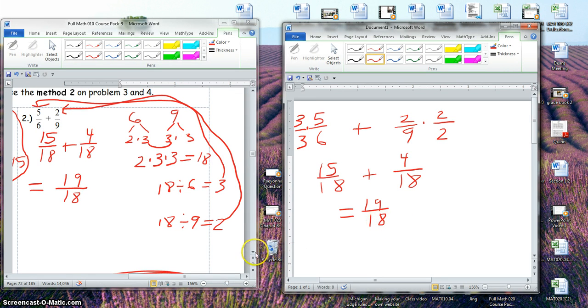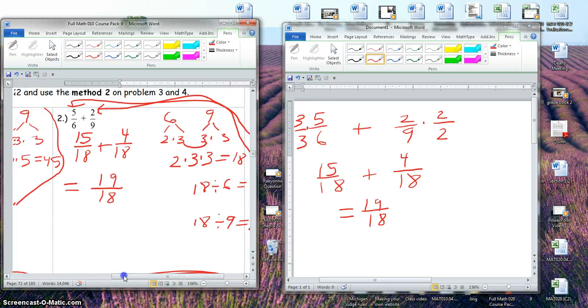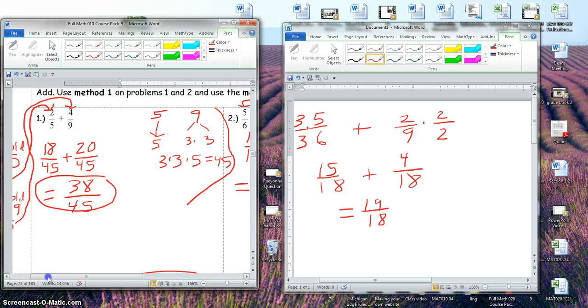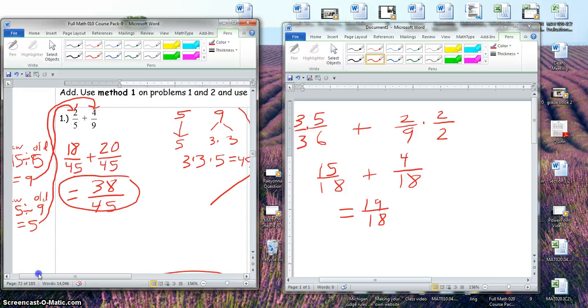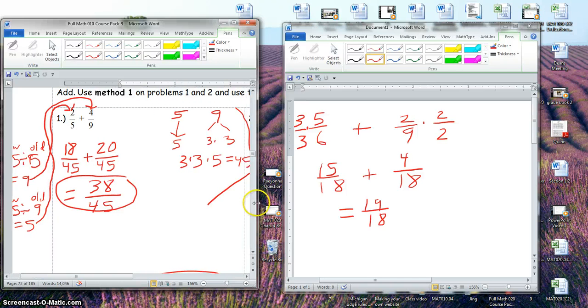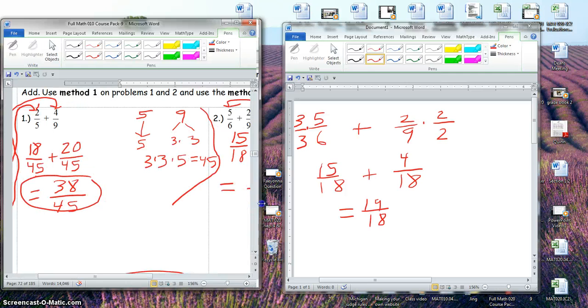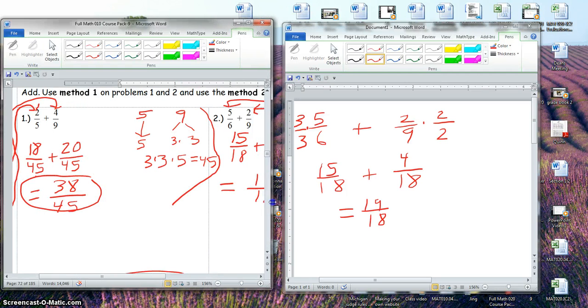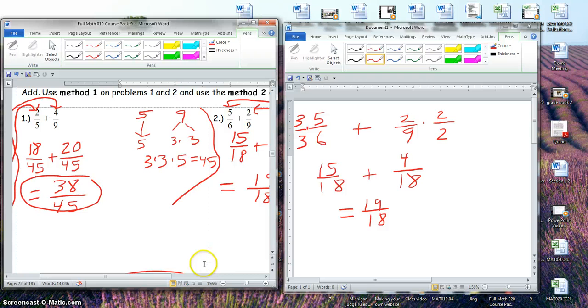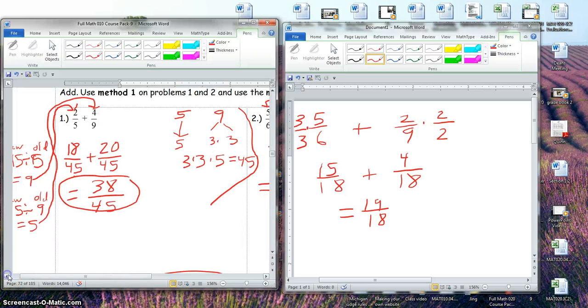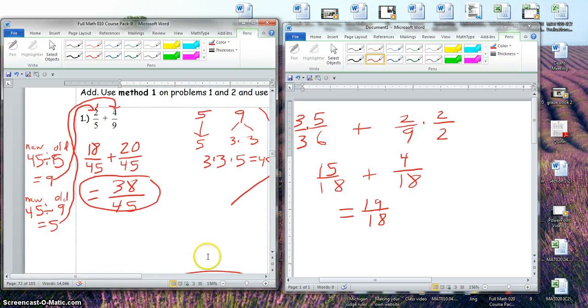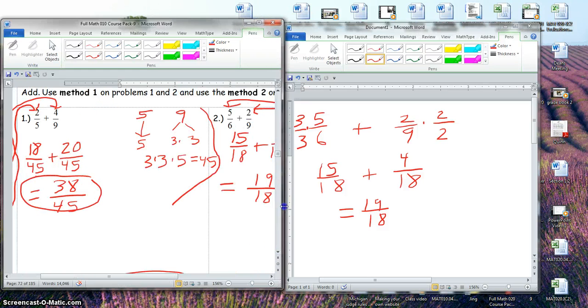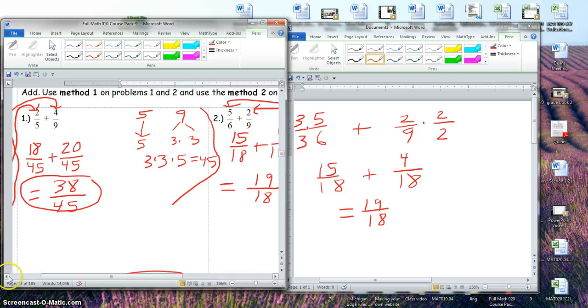Now, I'm going to do one more problem, and I think I may go to problem number 1. Yeah, number 1, I'm going to have to expand this a little bit. Just a little bit. Okay. See if I can expand it just a little more.